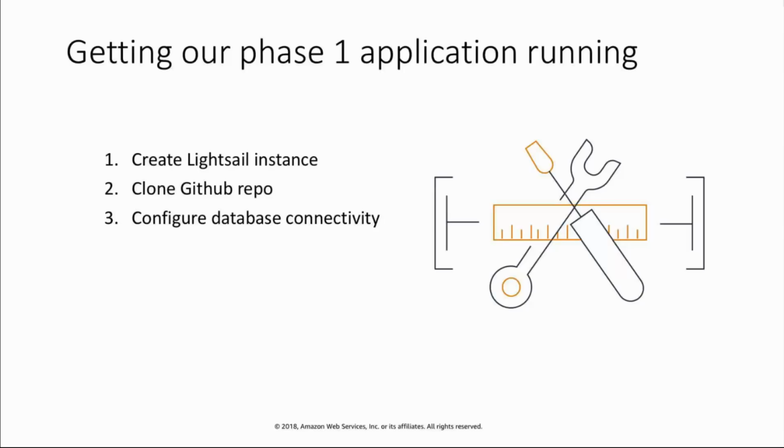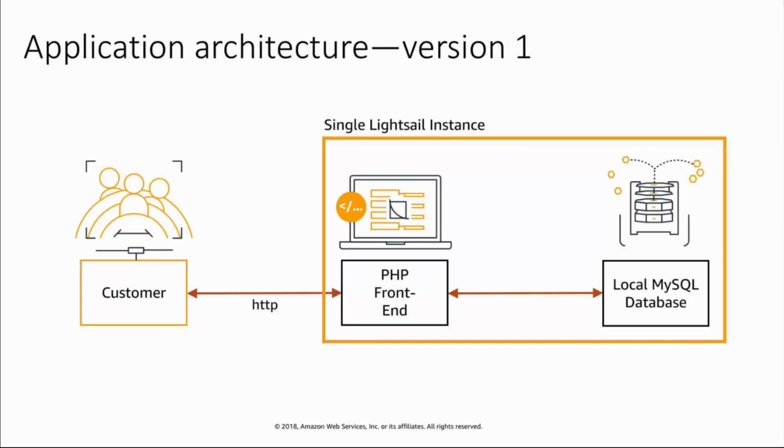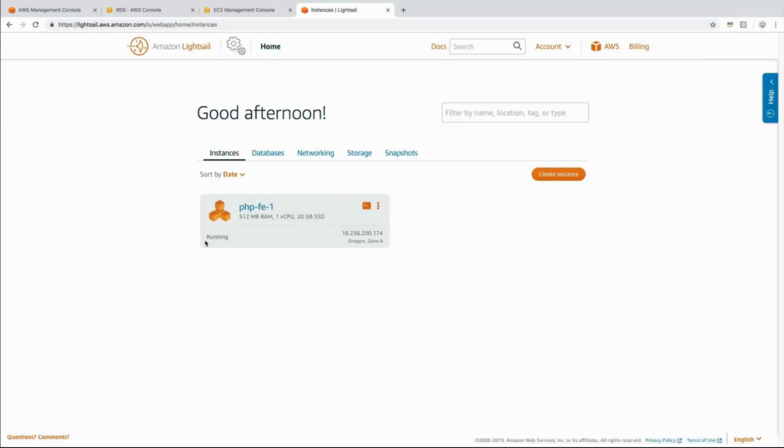So when we're done, what we end up with is, as I mentioned before, a single Lightsail instance, this orange box on the outside, and the web front end, the PHP front end, and the local MySQL database are all on that same machine. And then you access it over the internet. So let's go ahead and jump over to the Lightsail console, which is right here. And this is where you do all the work. Now, I have already created some of the infrastructure for us because I wanted to speed things up, but I'll show you how I did that.